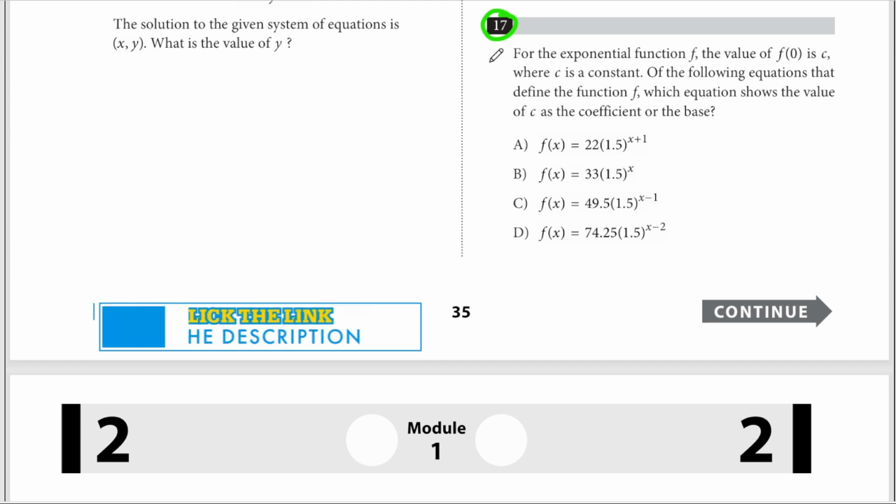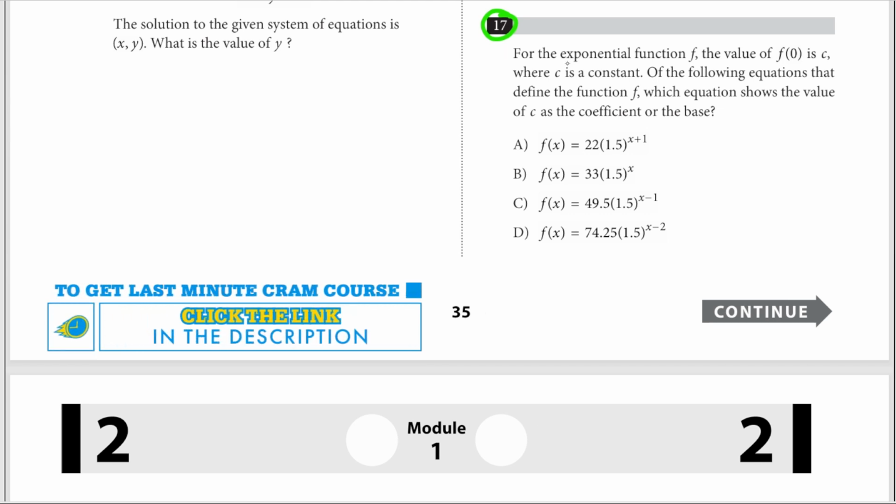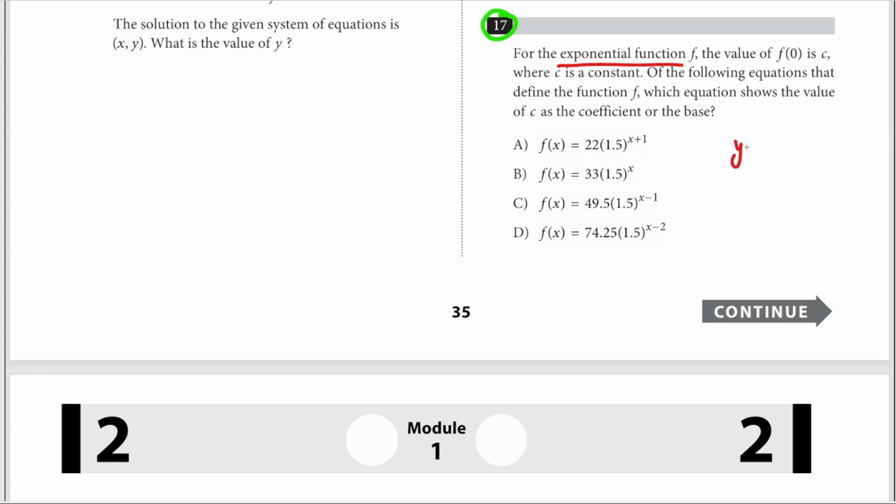How was I able to do this problem so fast? So we have an exponential function. An exponential function typically has the form y is equal to a b to the x. So when they say which equation shows the value of c as either the coefficient or the base, when we plug in x is equal to 0, so when we're trying to find f of 0, we either need to get a, which is the coefficient, or b, which is the base.